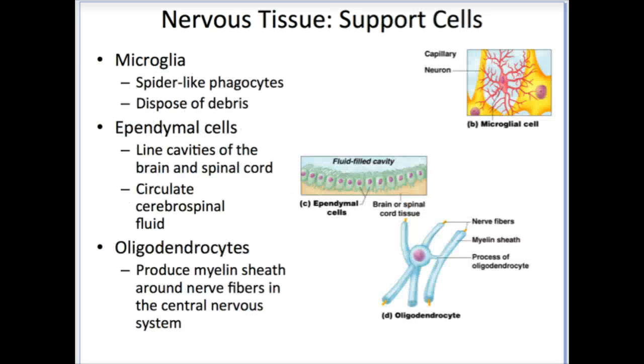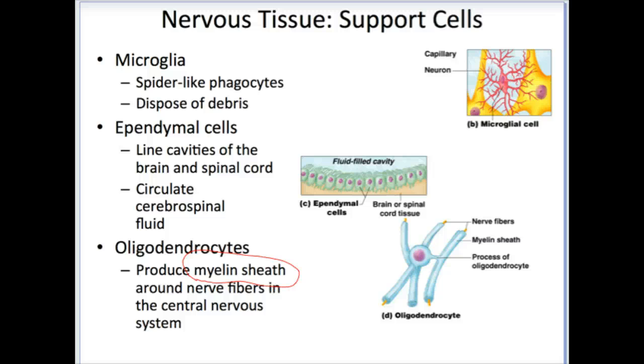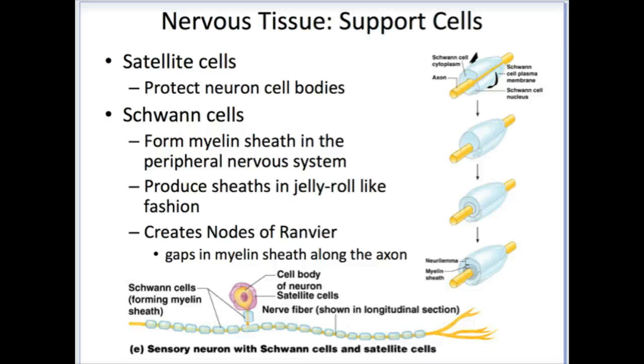Now, other cells play other roles. You can see the microglia, since they dispose of debris, think of them as associated with the immune system, with the health of the overall environment. The ependymal cells produce the cerebral spinal fluid and circulate it. The oligodendrocytes are simply the cells that produce myelin sheaths within the central nervous system. So we have Schwann cells within the peripheral nervous system, and then we have oligodendrocytes within the central nervous system. The central nervous system being the brain and spinal cord, the peripheral nervous system is everything else. All right, so you get an idea of the various glial cells and their functions.